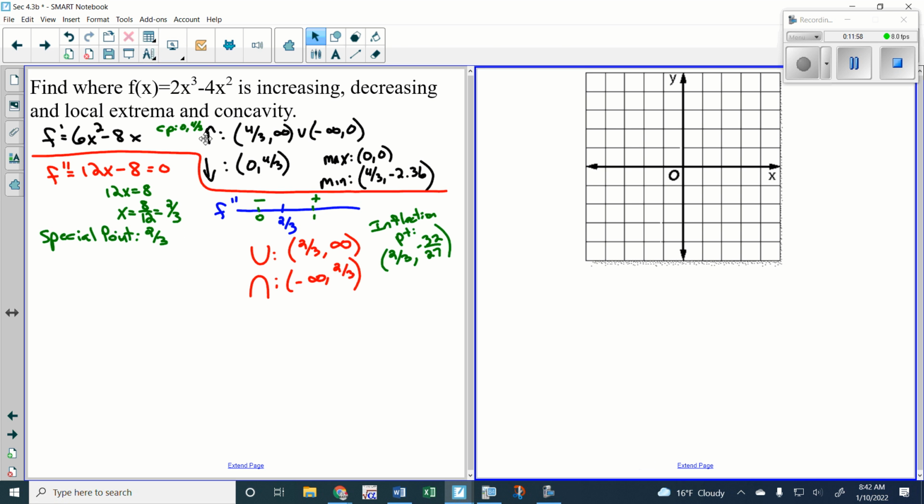All right, so let's talk about how we can use all of this to get our graph. If you want to sketch a graph, first, let's mark our max and mins. We have 0, 0 as a max. We have 4/3, negative 2.36, which is right there. Those are our peaks and valleys. Our inflection point is 2/3, negative 1.1, which is right there.